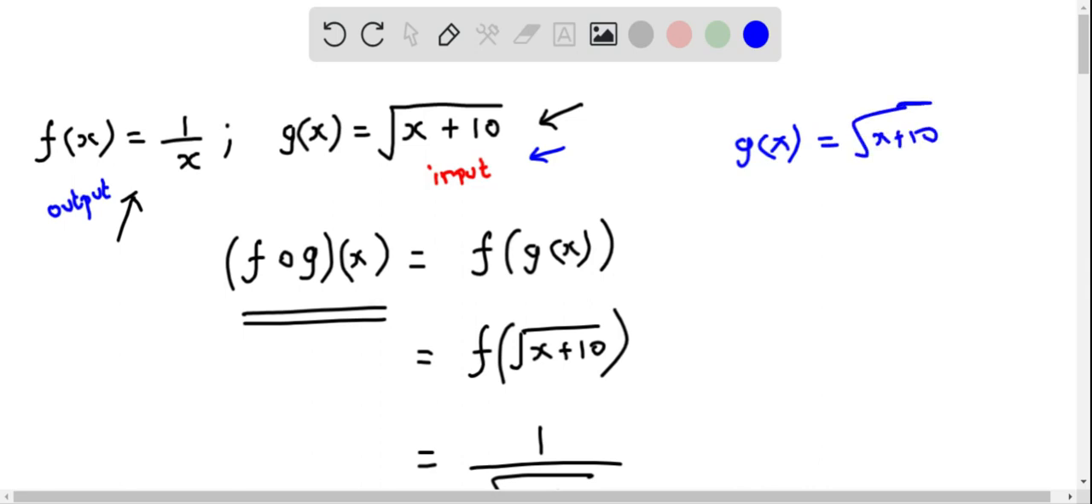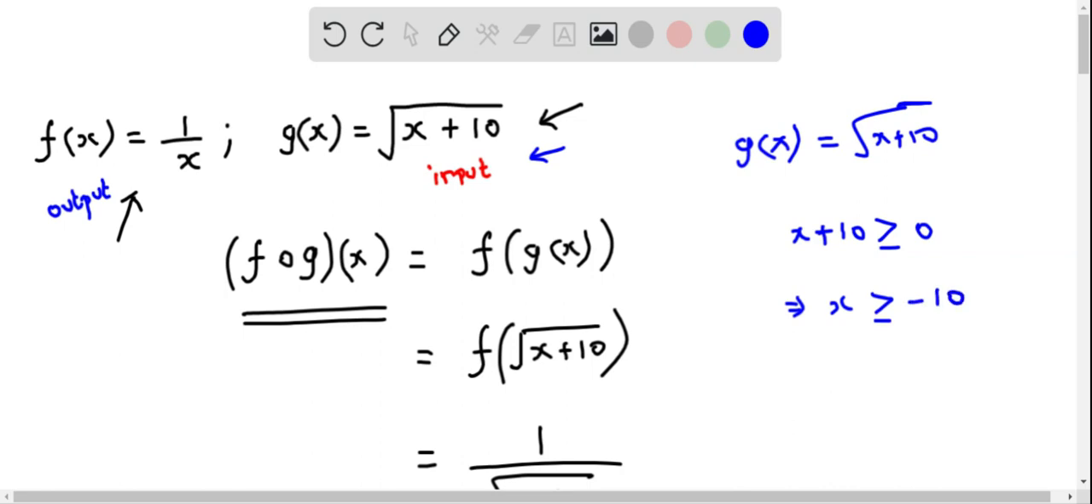the expression under the square root should be greater than or equal to 0. So we say that the inside part of the square root function has to be greater than or equal to 0, because we cannot take the square root of a negative number. And when we solve this inequality, we get x greater than or equal to negative 10.